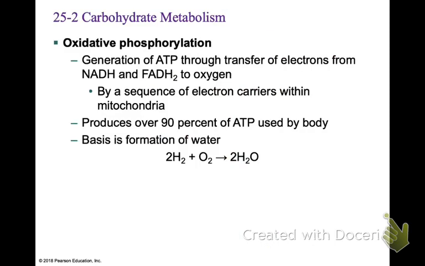Okay, so now we have all these hydrogens that we're carrying in NAD and FAD. And so we're going to move to the inner membrane of the mitochondria where we're going to do oxidative phosphorylation, which means we're going to use oxygen to make ATP. We're going to put the phosphates onto the ATP using oxygen. So we have this sequence of electron carriers, and I'm going to take the hydrogens when I'm done with it and combine them with oxygen to make water.